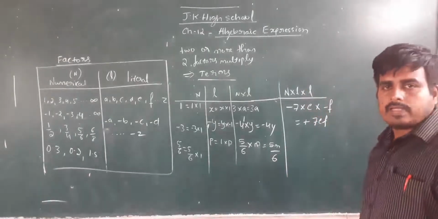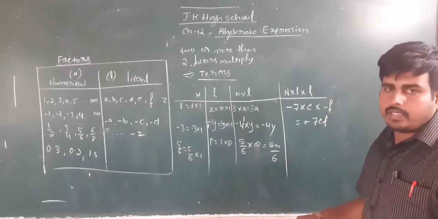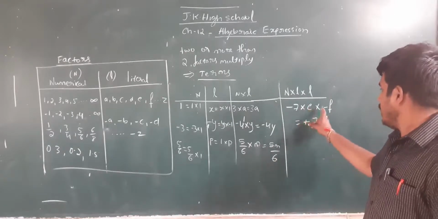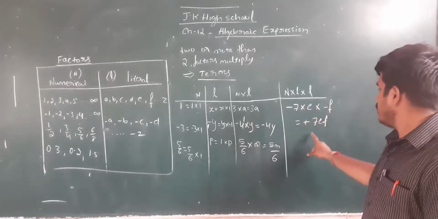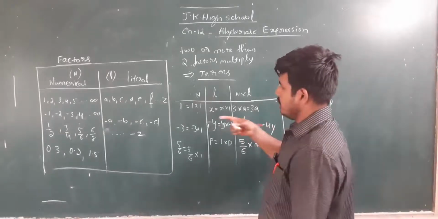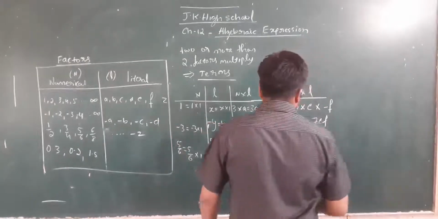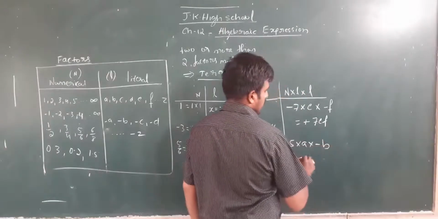And what are the factors here? -7, E and -F are the factors, and they will give you the term plus 7EF. Okay, likewise you can try many numbers. 5 into a into -b will give you minus 5ab.